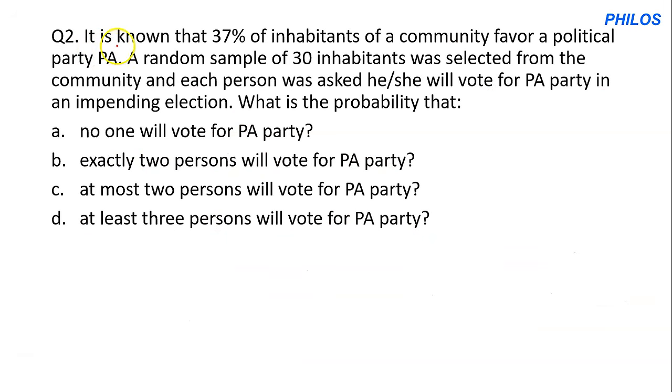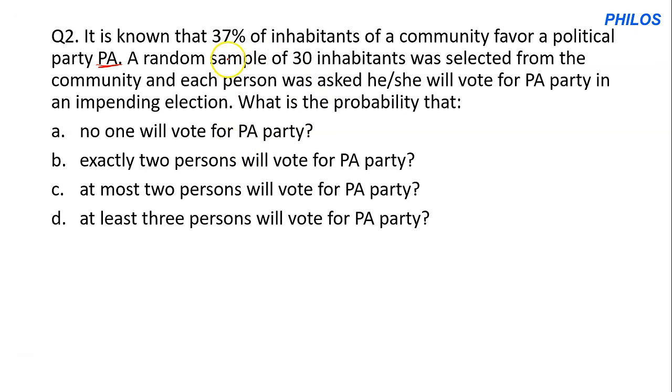Question 2 says, it is known that 37% of inhabitants of a community favor a political party, PA. So this is the name of that political party. Now, a random sample of 30 inhabitants was selected from the community, and each person was asked if he or she will vote for PA party in an impending election. What is the probability that A, no one will vote for PA party? So let's see how to solve this.